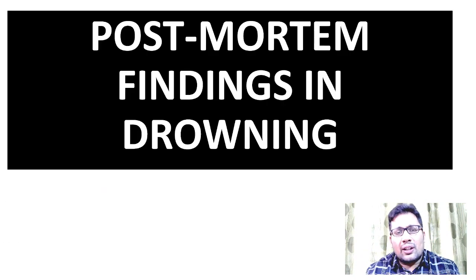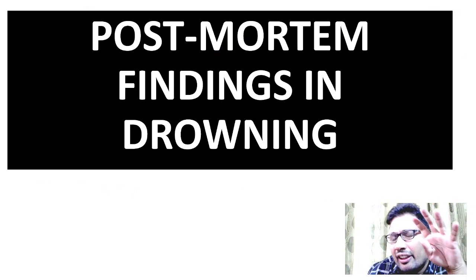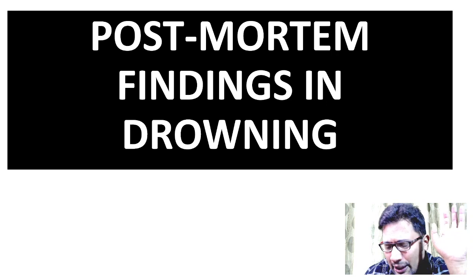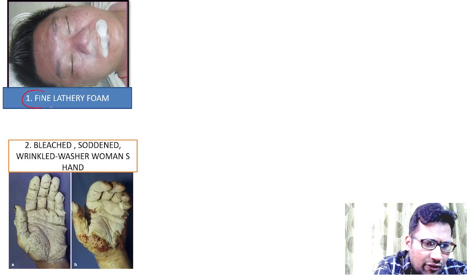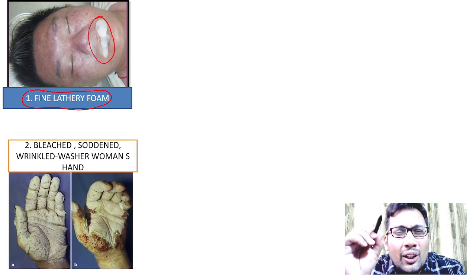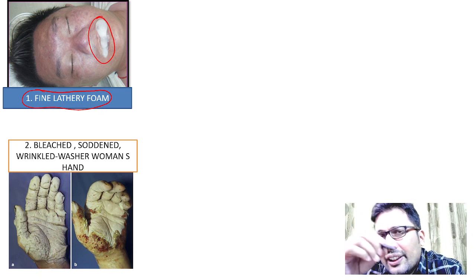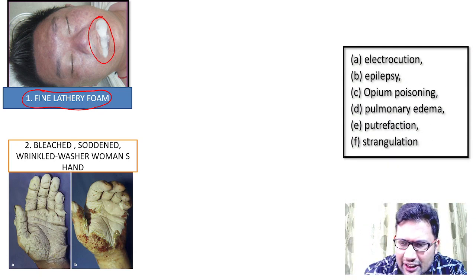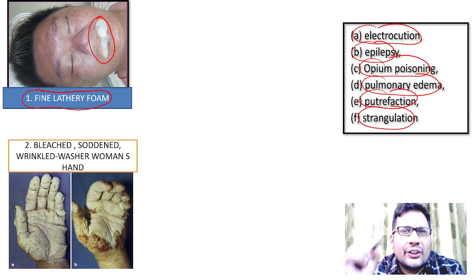Let's see. So what are the important findings in drowning? Drowning is very commonly asked in exams. We discussed it many times. Let's see only the image based questions. The first one, you can see here, drowning. You can see the fine leathery froth. Remember, fine leathery froth is a non-specific finding. It can be seen in various conditions. What are the various conditions? It can be electrocution, epilepsy, opium poison, pulmonary edema, putrefaction, strangulation also.